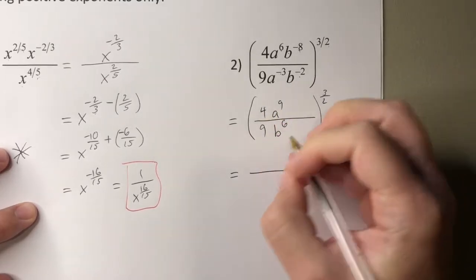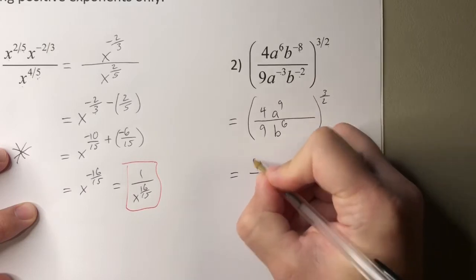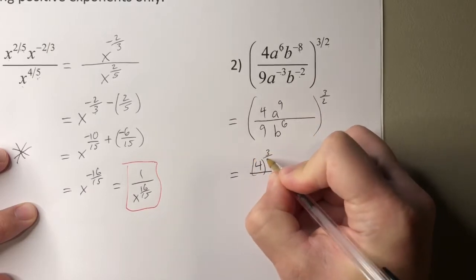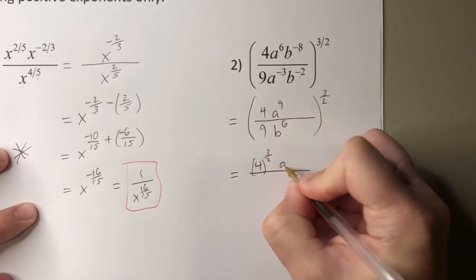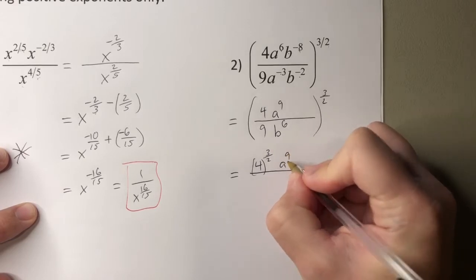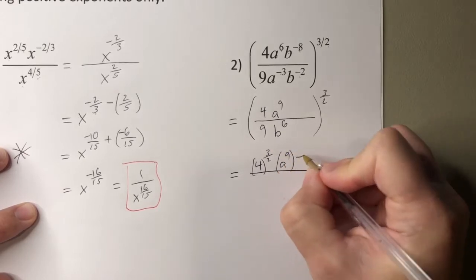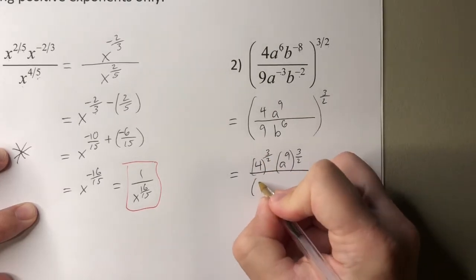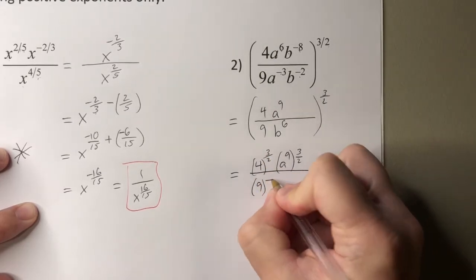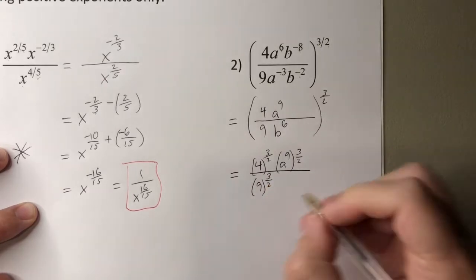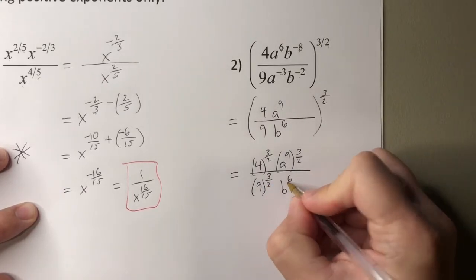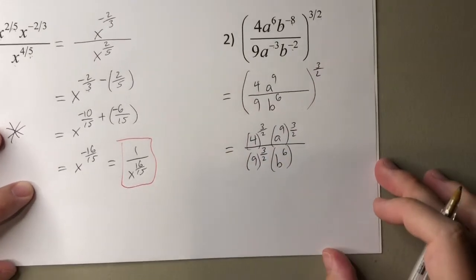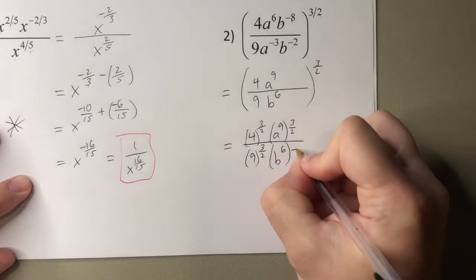Every single part of this thing is going to be raised to the 3/2 power. So this is what it would look like. 8a to the 9th, to the 3/2. We already did that. Let's see, in the denominator, the whole 9 to the 3/2. And then b to the 6th, that whole base, to, again, the 3/2.